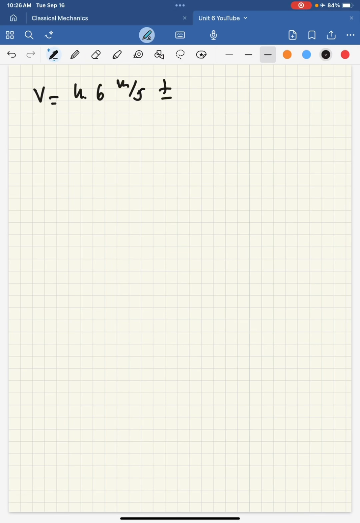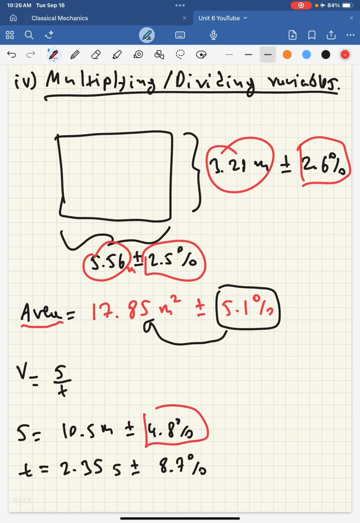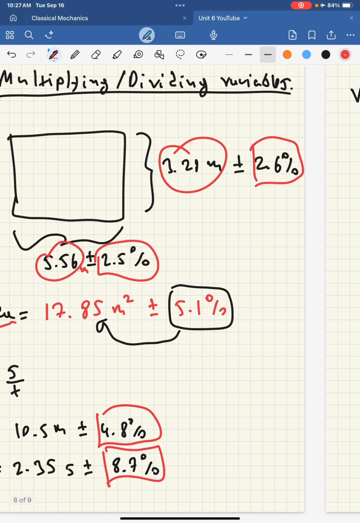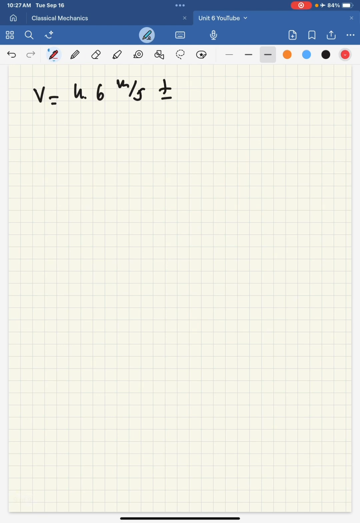minus, again, you add. So you add the percentage uncertainties again. So by adding them, you find 14%, okay? And that's your percentage uncertainty, and if you want to find the absolute uncertainty, you multiply the 14% with 4.6 to find the absolute uncertainty. So when you multiply or divide physical quantities, you add the percentage uncertainties. So the rule is add percentage uncertainties.